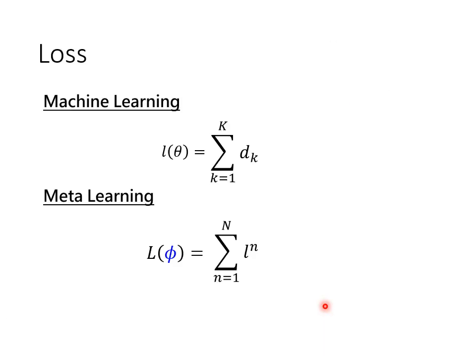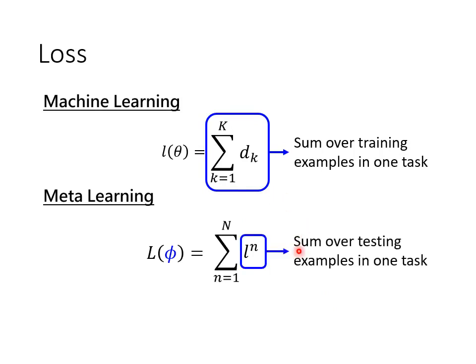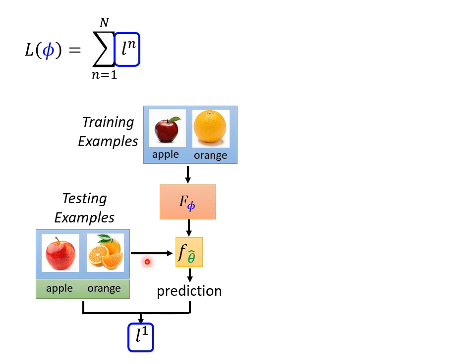For the loss function in machine learning, the loss is defined over the training examples in one task. In meta-learning, we first compute the loss based on the testing examples in one task, and for all the tasks, we do the same thing. Then we sum all the small l. Each task has one small l. We sum over all the small l and get the capital L. And we have to optimize this loss function.